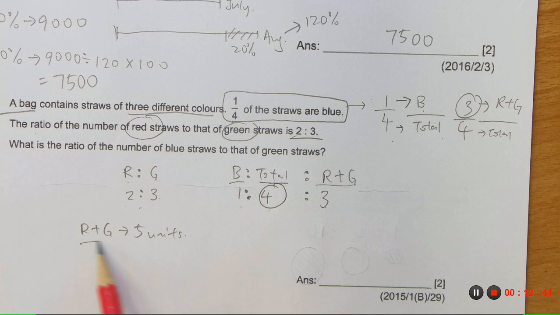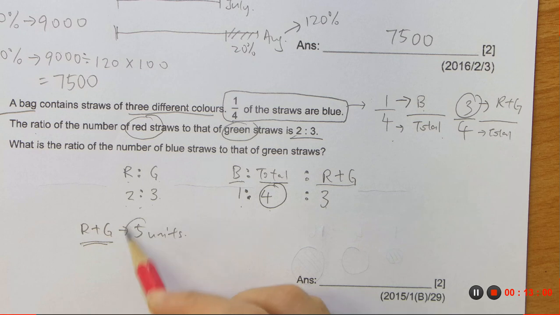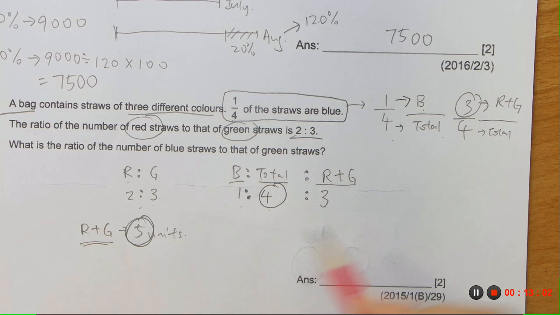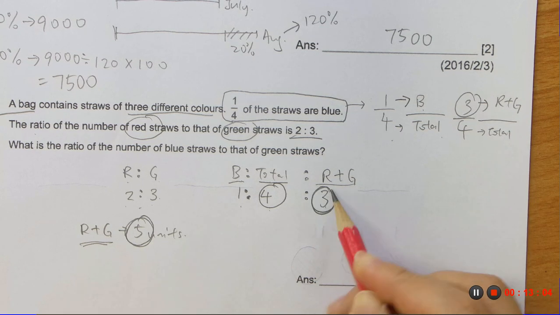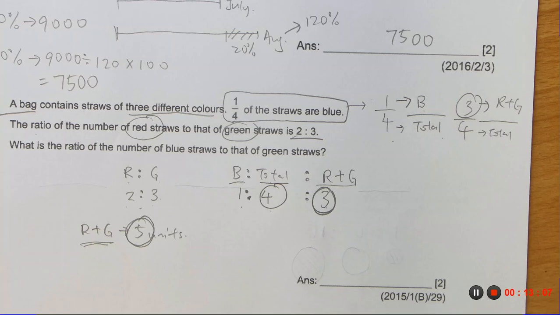Now, but then here says red and green is 5 units. Then how? Find what times what to find the equivalent fractions, to match these 5 units together with the 3 here. Is it matching now? It's not matching now.